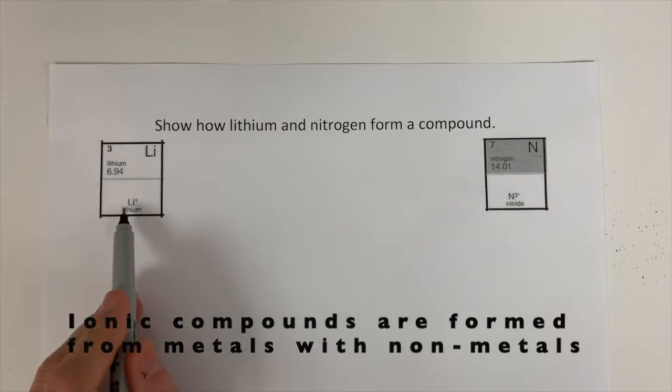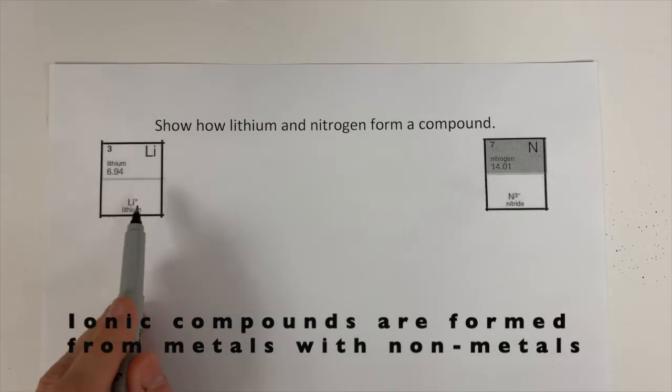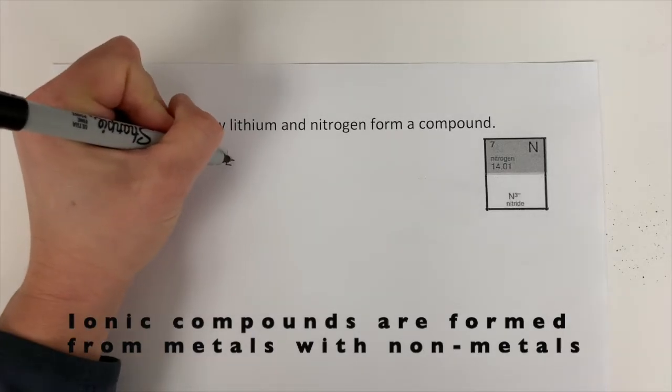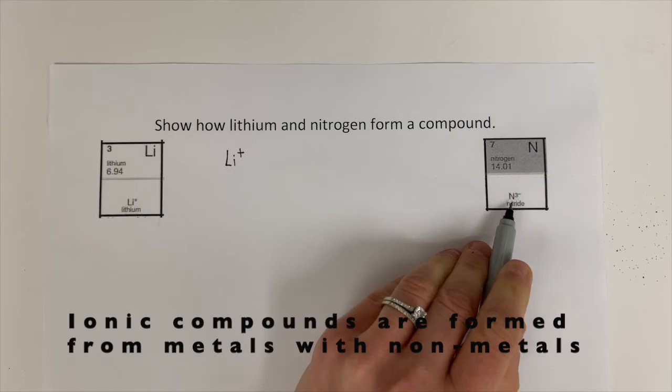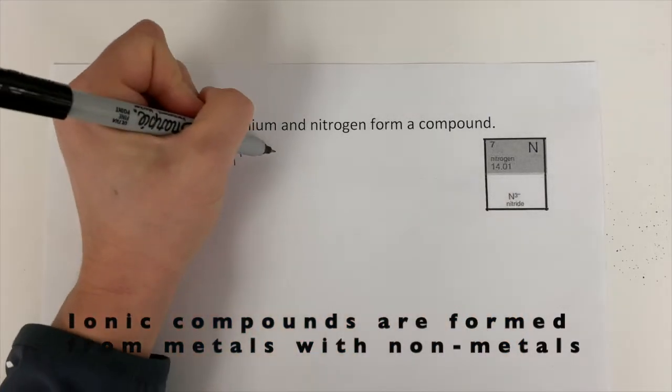So this square from your periodic table shows you that lithium forms a 1+ ion. And remember, we just write that as plus. And nitride, which is the name of the nitrogen ion, is N3-.